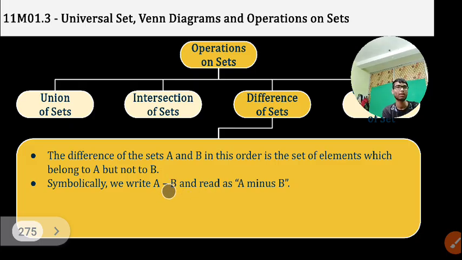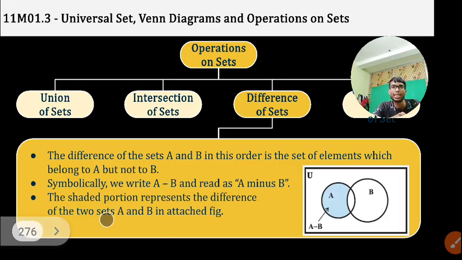Whatever elements are subtracted, and whatever is left, will be written as the difference of the sets and read as A minus B. Okay, it is read as A minus B. This shaded portion represents the difference of the two sets. Here we subtracted this much and we got this much.